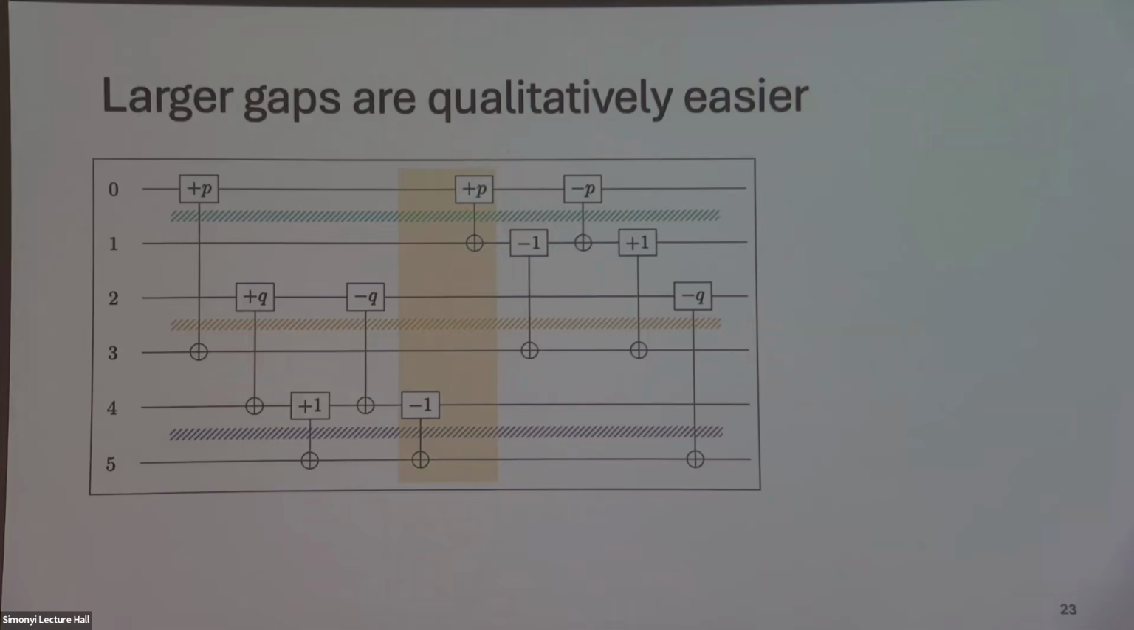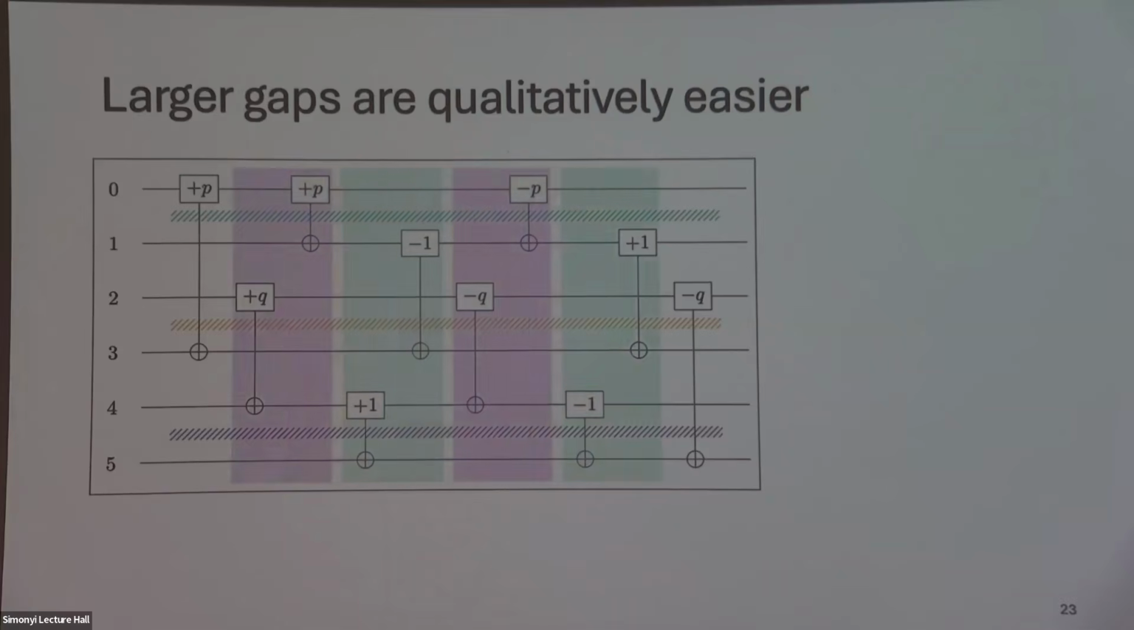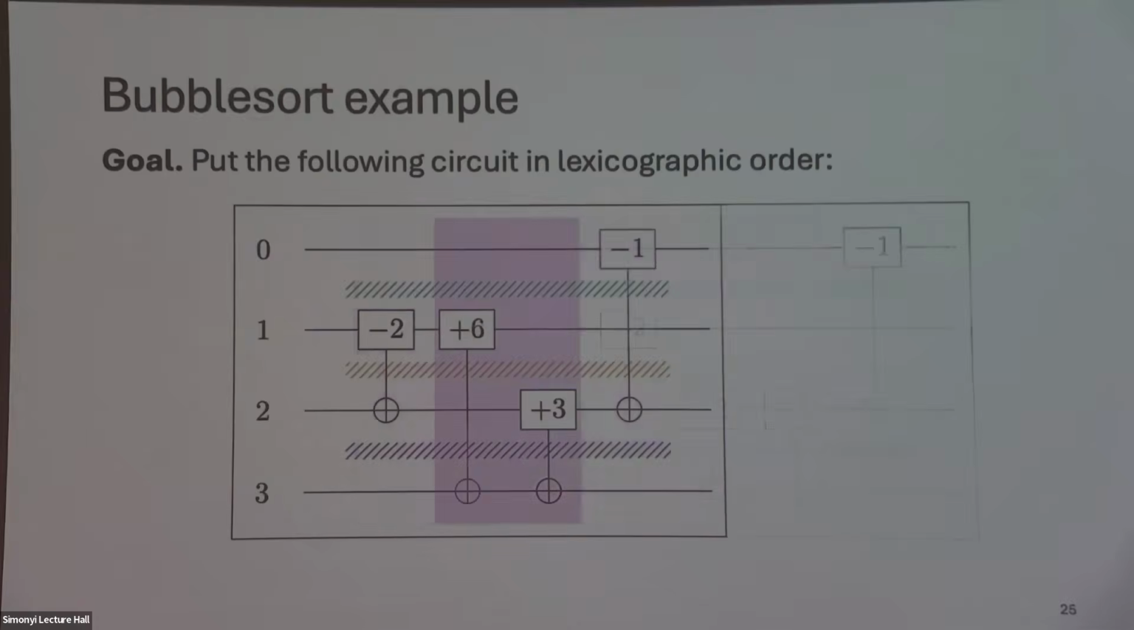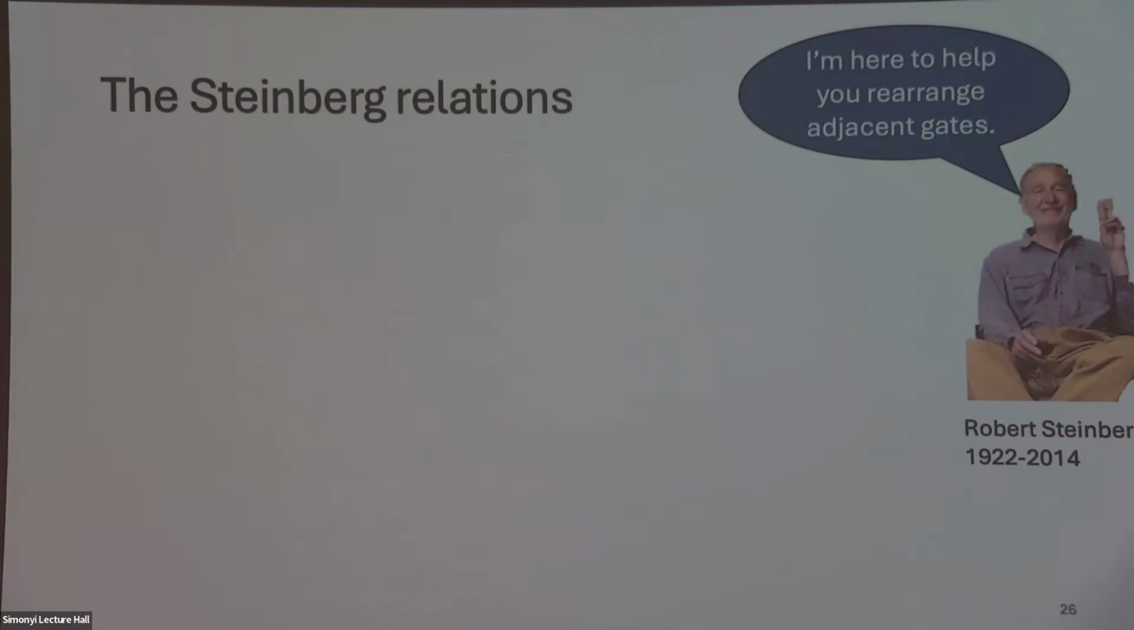I have a picture of this maybe on the next slide, so I might just show you. Okay, let me go back to where I was. In general, the set of local transformations that you need in order to be able to put any circuit in this normal form is the following.